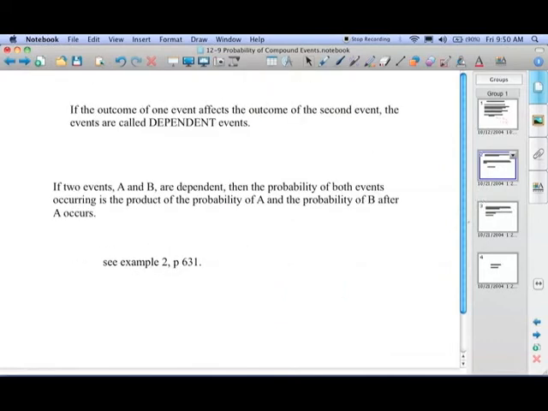The other type of event is a dependent event. If the outcome of one event affects the outcome of the second event, the events are called dependent events. In more mathematical language, if two events, A and B, are dependent, then the probability of both events occurring is the product of the probability of A and the probability of B after A occurs. See example 2 on page 631 for a mathematical example of how this works. We're going to work on these more in class tomorrow.